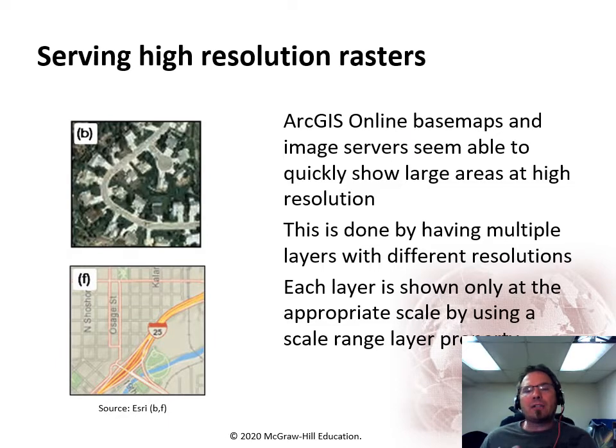So how do you actually serve high resolution rasters? Well, it's done by having multiple layers with different resolutions. So rather than just have one single copy of a raster, they'll build successive layers at different scales in order for you to quickly be able to view them without bogging down your computer or having lag time in terms of zooming in or out over a network. And this is done with what's called pyramids.